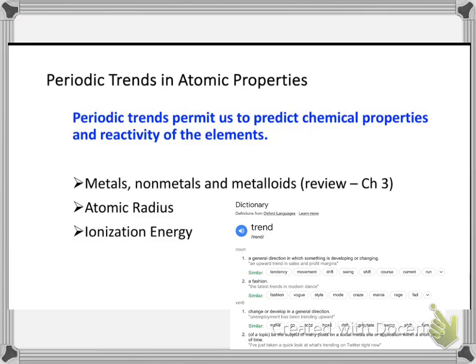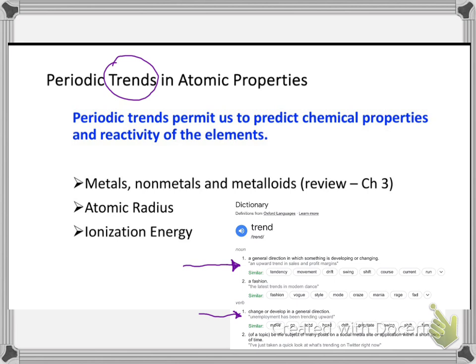In this video, we're going to look at several trends that we find on the periodic table. Before we begin, I would like to think about the word trend, and so I brought in the definition of trend. You can see there the first noun, a general direction in which something is developing or changing. And then the verb, a change or develop in a general direction.